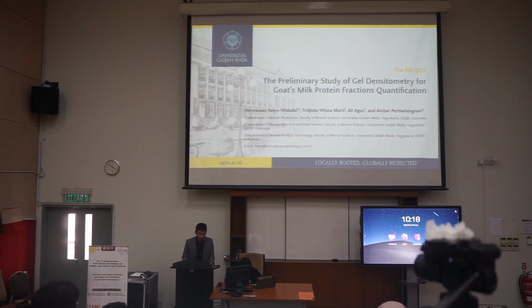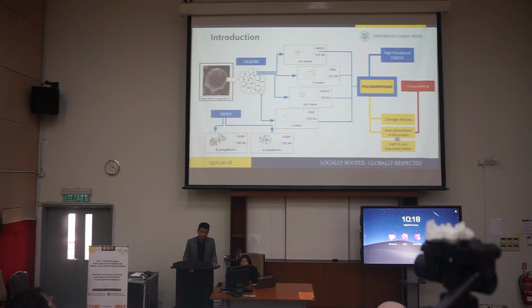I'm Herman Widodo. We know that the protein in milk consists of two major proteins. The most dominant protein is casein, and the casein itself consists of four fractions: alpha S1 casein, alpha S2, beta casein, and kappa casein. And the whey protein consists of beta lactoglobulin and alpha lactalbumin.